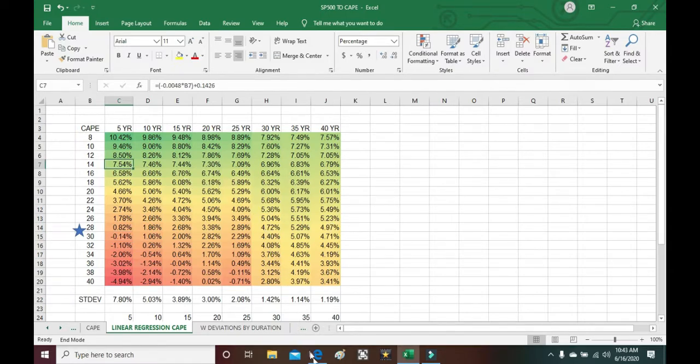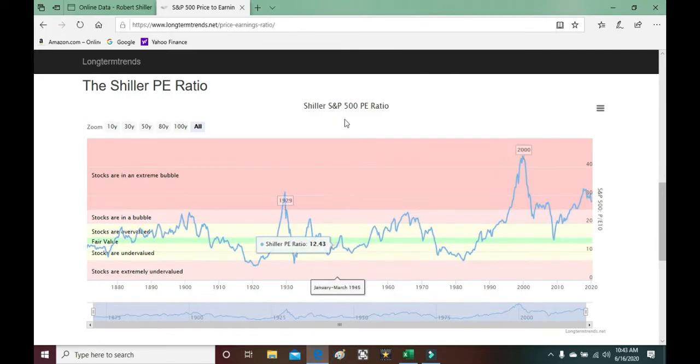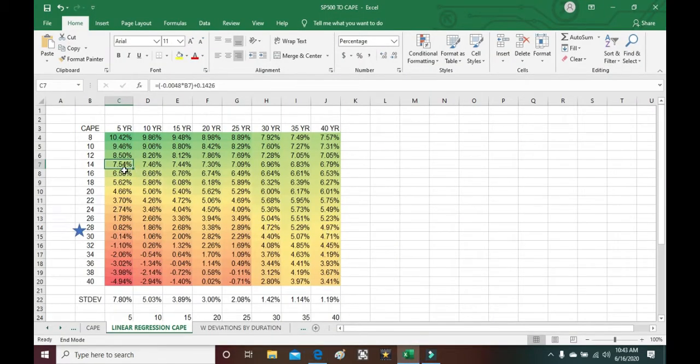If you notice back at the chart on long-term trends, there's only been one time in the last 12 years where the Shiller PE ratio was in quote-unquote fair value. So in that range, at 14 PE, let's compare what our future returns may be. On a 5-year hold, it would be around 7%, and a 35-year hold would be around 6%, 7%.